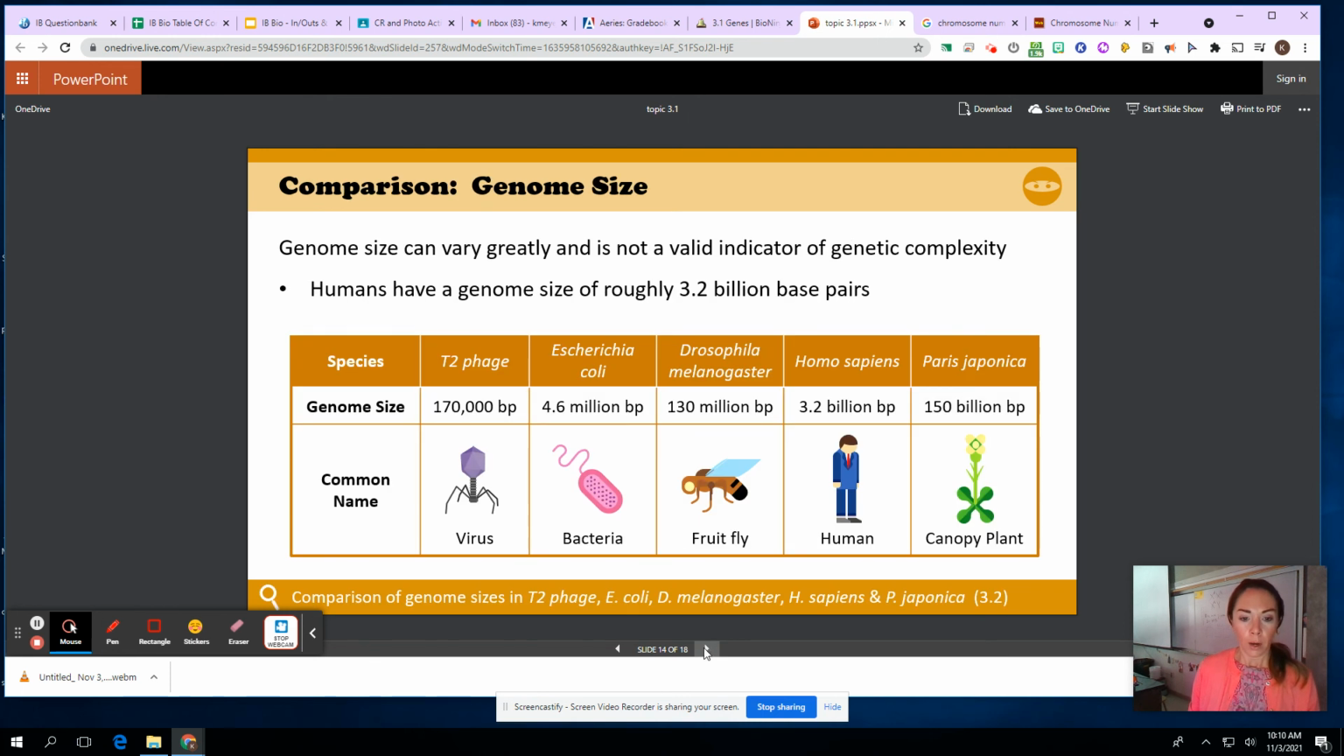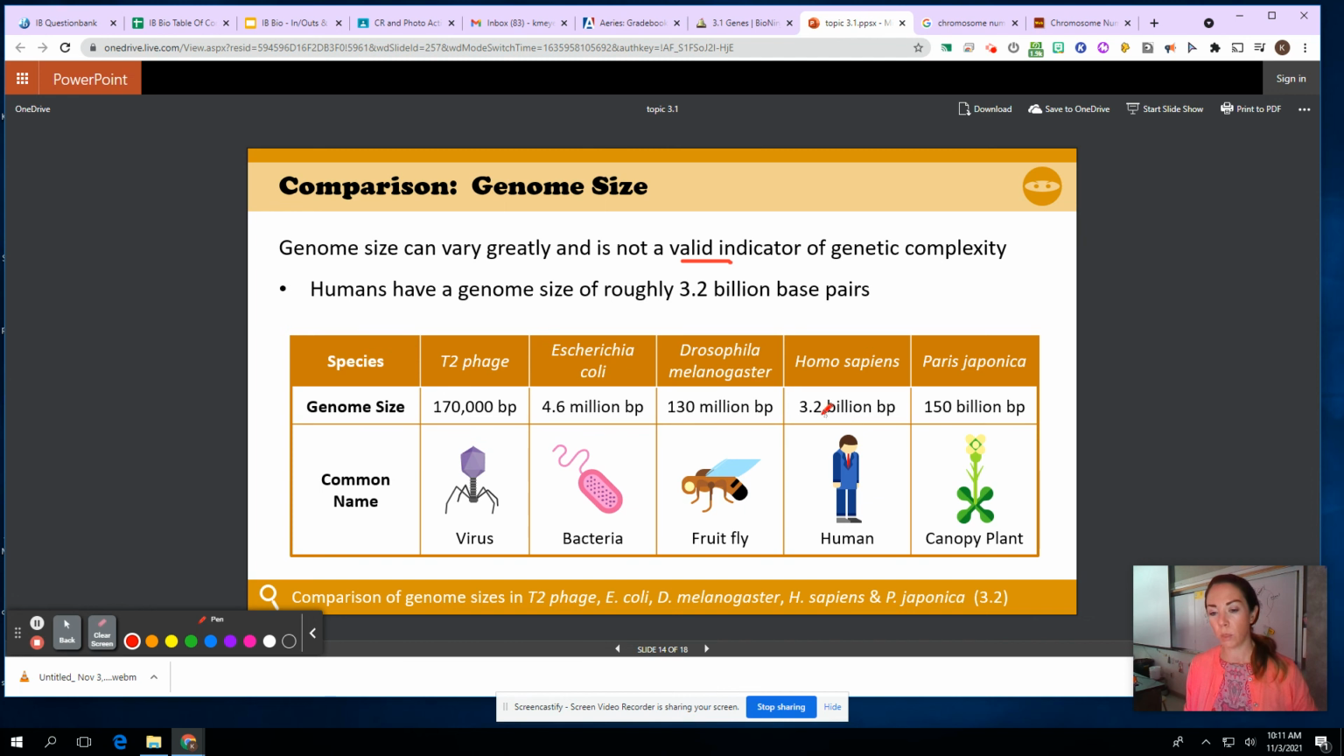Moving on. Here's a visual. The one I just showed you was chromosomes. This is looking at the genome size, the number of BP. Remember, BP equals base pairs, so anytime you see BP, you're looking at base pairs. And it's not a valid indicator of genetic complexity. So this is the common name, this is the genome size, and this is the species.